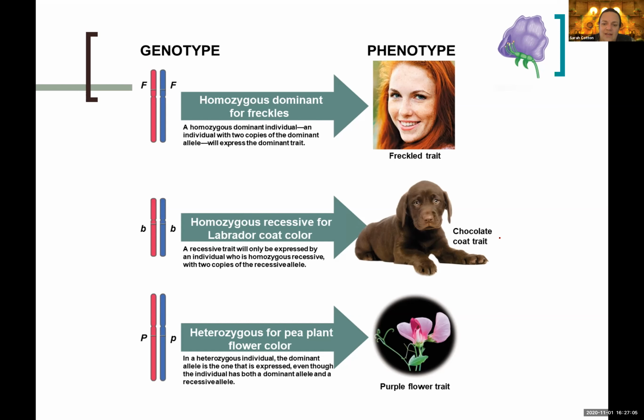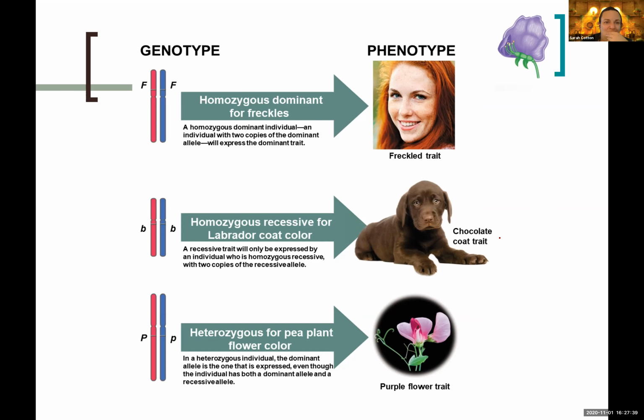Okay. And then here's a purple pea plant. Just by looking at that purple-flowered pea, I can't tell if it's heterozygous for the flower color gene or if it's homozygous dominant. I can't tell just by looking at it because it's purple. So it could be homozygous dominant. In this example, they're showing you it's heterozygous.